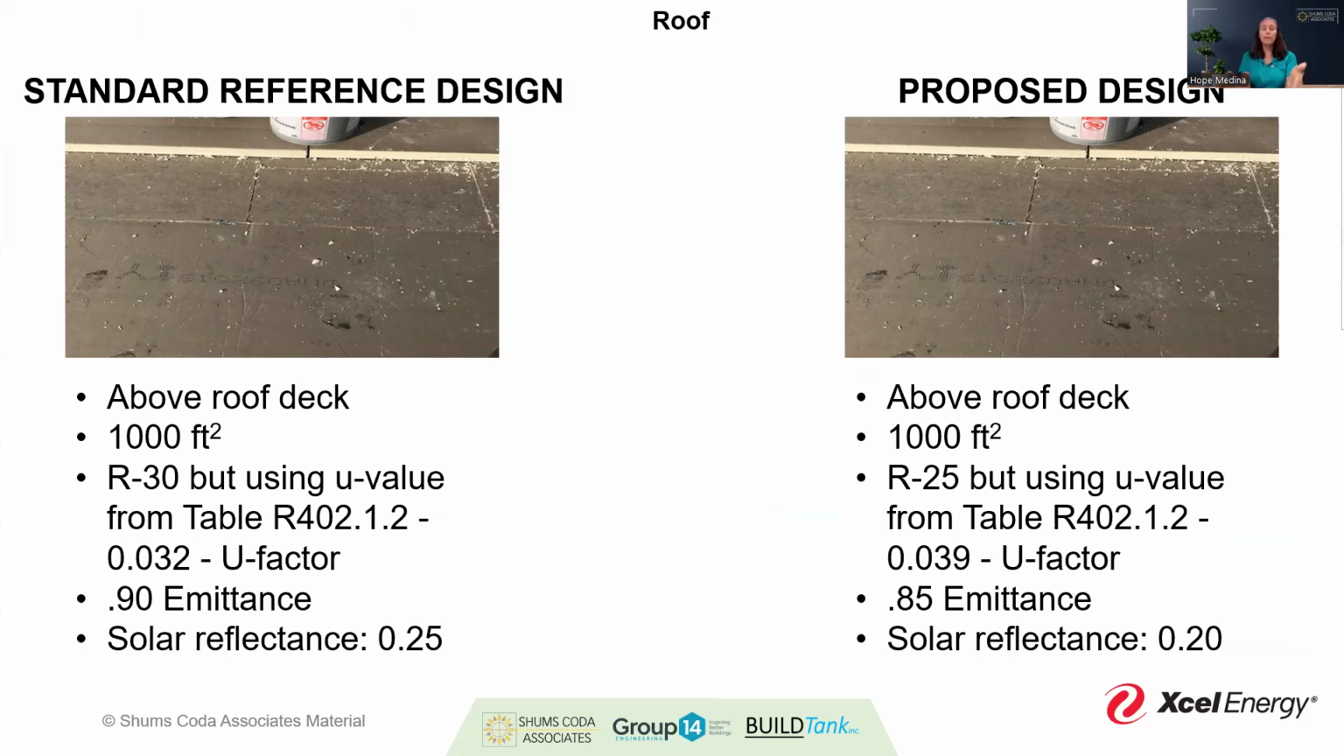Now, if we took a look at the values here, our standard reference design by code has to be an R30 insulation entirely above roof deck with a U factor of 0.032. And then what we're proposing is we only want to put in an R25. And so when we put in an R25, our U factor ends up being 0.039. Now our admittance is 0.85, our solar reflectance is 0.20.